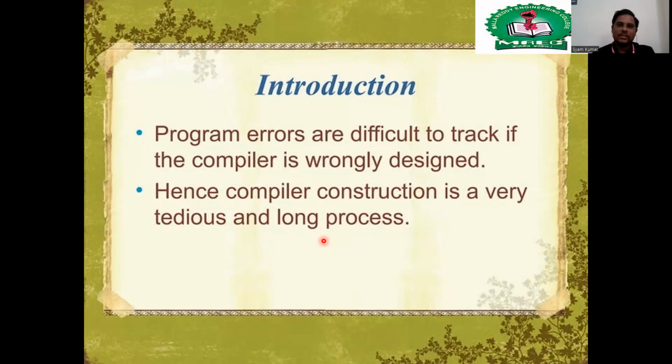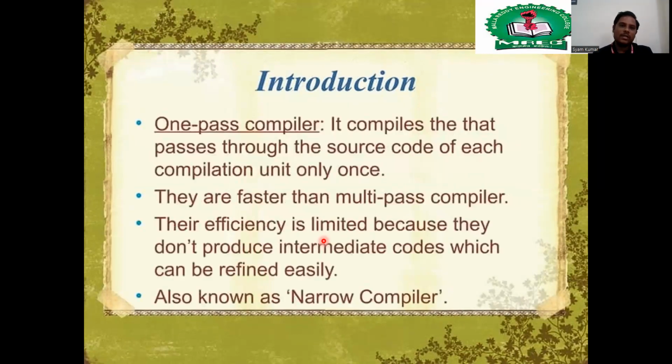So every programming language constructs one important compiler. Okay. So this is the second part, and now the introduction. One pass compiler is also known as a narrow compiler. It passes through the source code of each compilation unit only once. So if there are a number of lines of code, each line will be compiled at least one time. So that's why it is much faster than a multi-pass compiler.